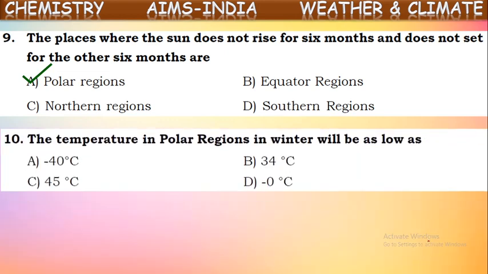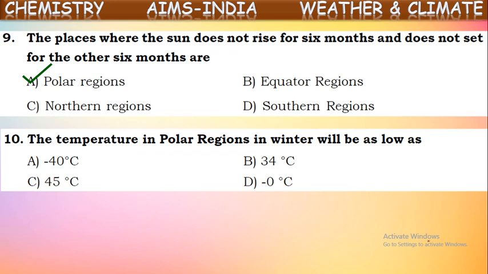Okay. Next one. The temperature in polar regions in winter will be, yes, the continuation is given here. What is the temperature in the polar regions in the winter season? Actually, in the polar regions at all times the temperature will be very low. But especially in the winter seasons, the temperature will be very low. It will be around minus 40 degrees Celsius. It will be around minus 35 to minus 37, or to take it, nearly minus 40 degrees Celsius. It will be very cool.